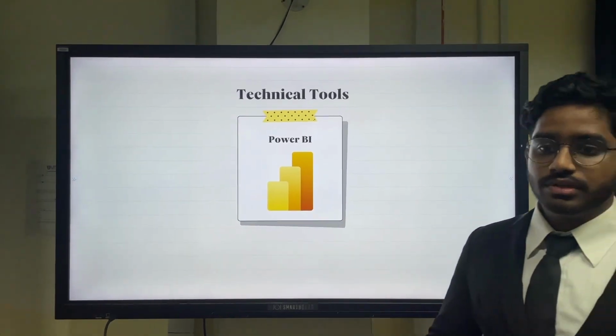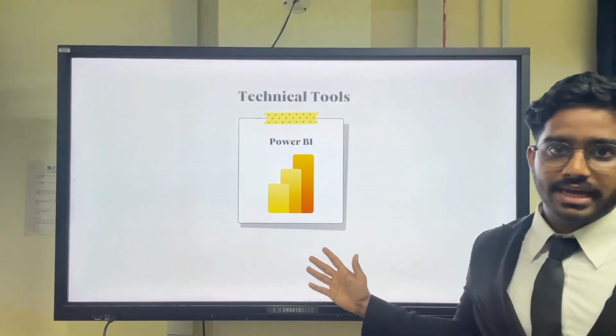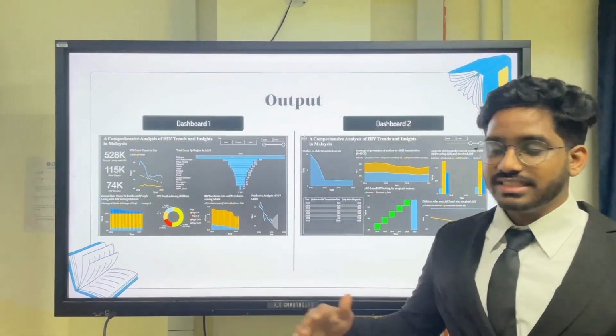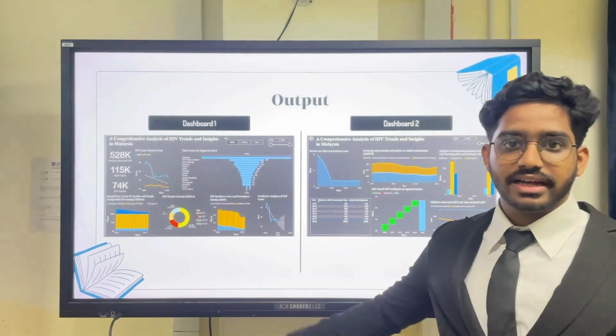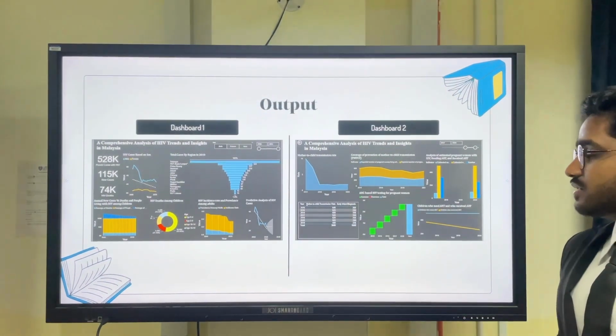The technical tool used in this project is Power BI. So these are the outputs. First is our first dashboard and second is our second dashboard. So we have 2 pages.